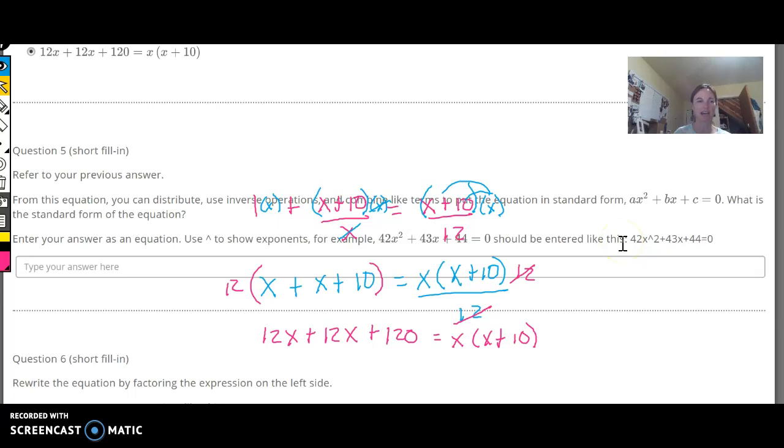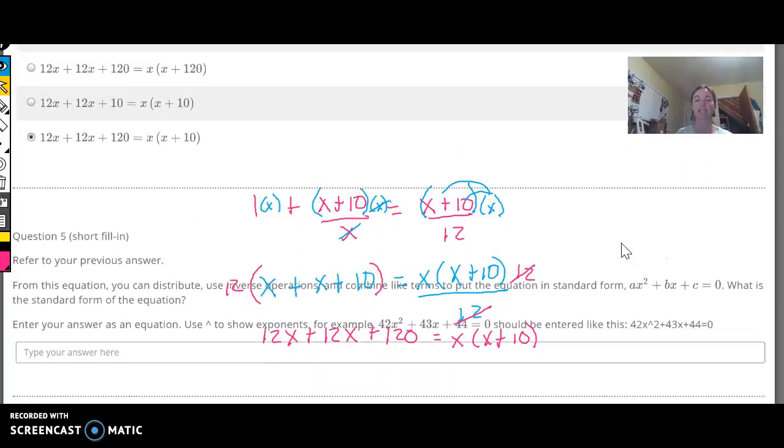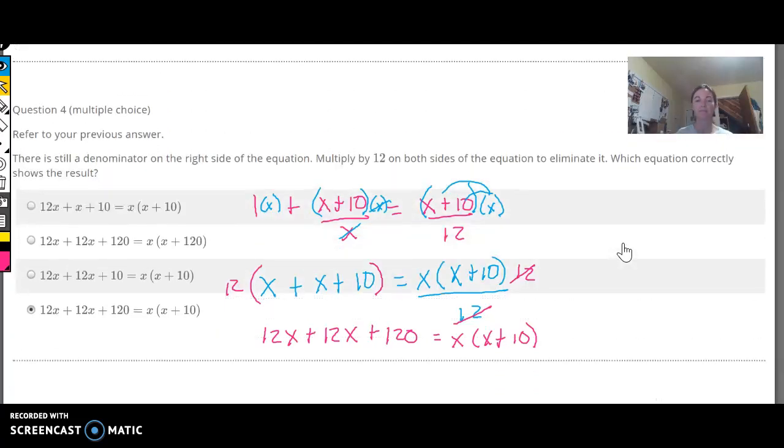Okay, now it says from this equation you can distribute, use inverse operations, and combine like terms to put it into standard form. So now this is where we're going to simplify everything and put it into standard form. I'm just doing this because it's a little bit more of a white screen and we can work with that. So let's combine like terms on the left. Okay, this becomes 24x, and I still have 120.